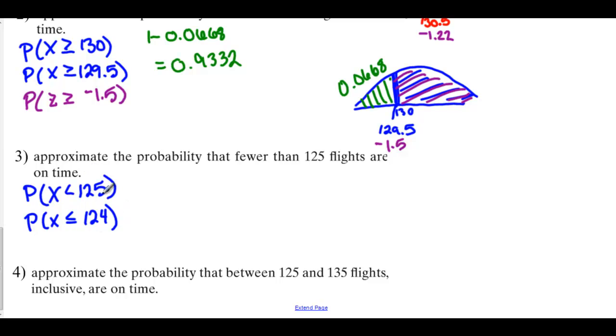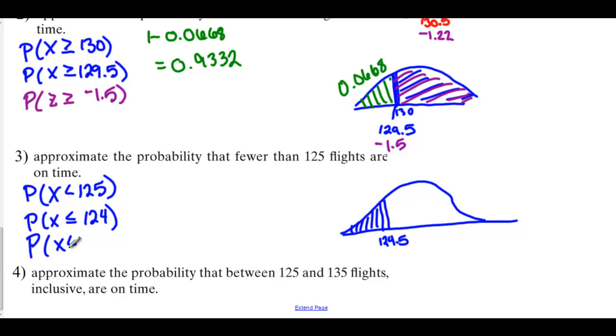So if we want this 124 or fewer, we're going to increase the area by 0.5. So we've got our nice little curve going. We've got the 124 would be here. We're looking at the area less than. So we're going to bump up the area by 0.5 and make that 124.5. So again, probability that x is less than or equal to 124.5. All right, I'm going to give you all a minute to translate this over to a z-score and then look up the area.